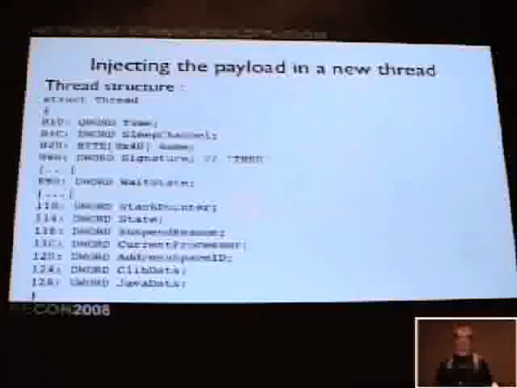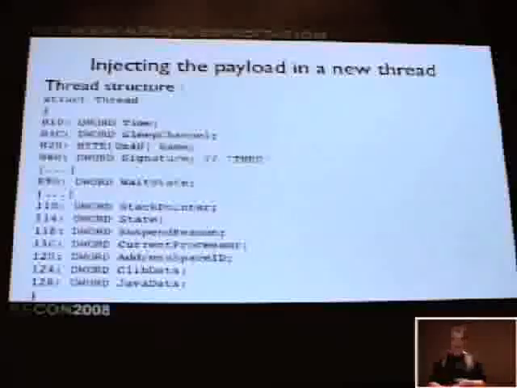To do that, we need to know the structure of a thread. Everything here is maybe not the right stuff. It's based on what I reversed in the kernel. So I think it's almost exact, but I can't be sure. So the important parts are the wait state flag, stack pointer, the state, the suspend reason, and the CLib data, which will tell us if the current thread has a CLib context.